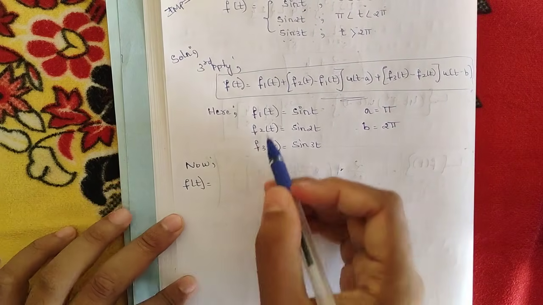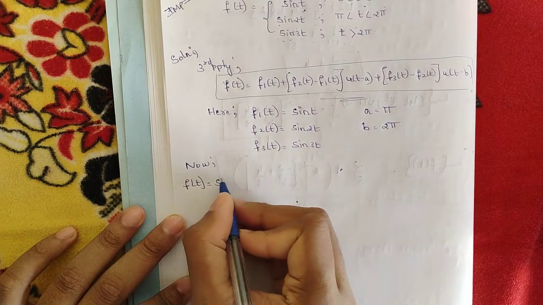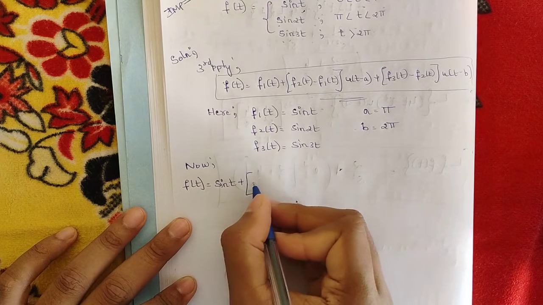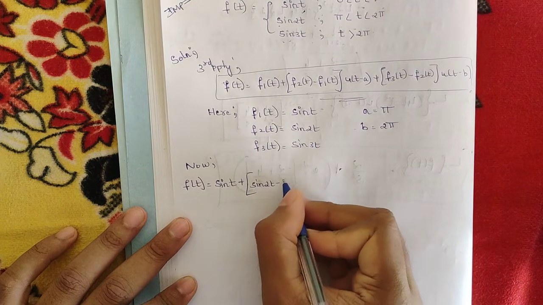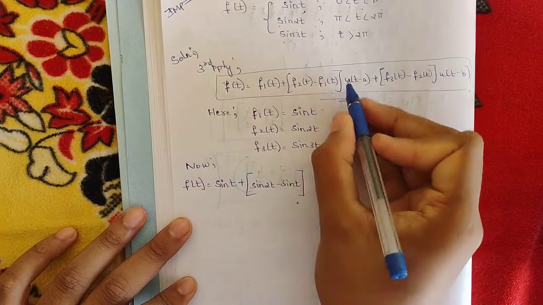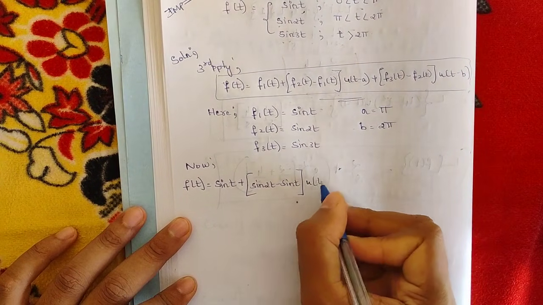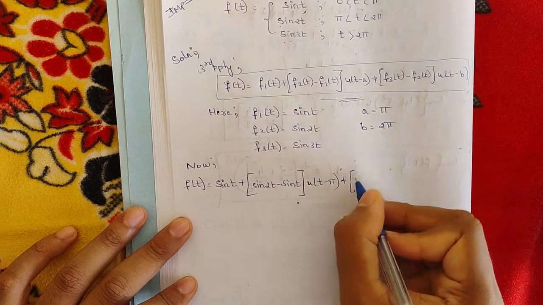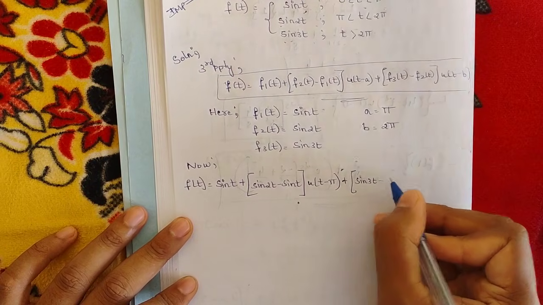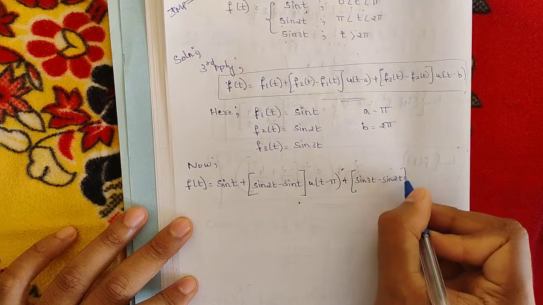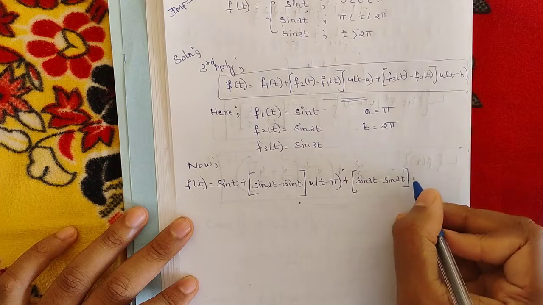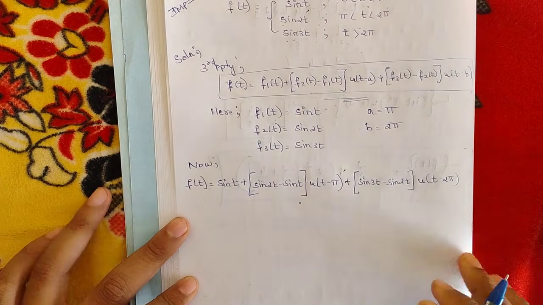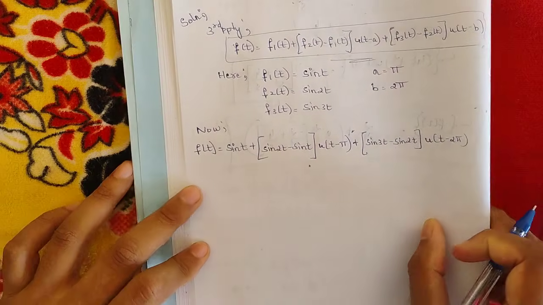F of t is equal to, first f1 of t, that is sin t, plus f2 of t minus f1 of t, that is sin 2t minus sin t, into u of t minus a, that is u of t minus pi. In place of a we have pi. Plus f3 of t, that is sin 3t, minus f2 of t, sin 2t, into u of t minus 2 pi. U of t minus b, in place of b it is 2 pi. Now this is the value of f of t which you have got.